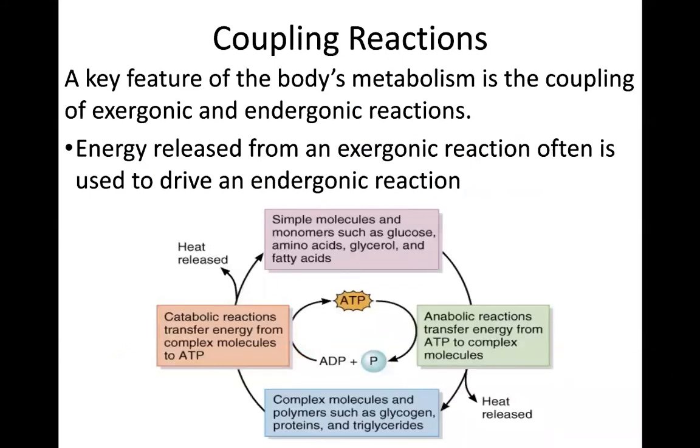And I already talked about this, how they go together, but it's described as being a coupled reaction, which is a key feature of our metabolism. How these things go hand in hand. Energy released from an exergonic reaction, like what we see here, going from a complex molecule like glycogen, breaking it down, forming ATP. Heat is released, as we mentioned, anytime a chemical reaction takes place. We form simpler molecules like glucose, but then we can, more importantly, use that ATP to build something up through an anabolic reaction.